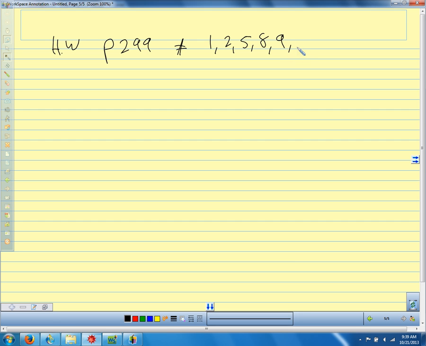I had to pick and choose these problems, so it looks like more than it really is, just because there's a lot of numbers written out.